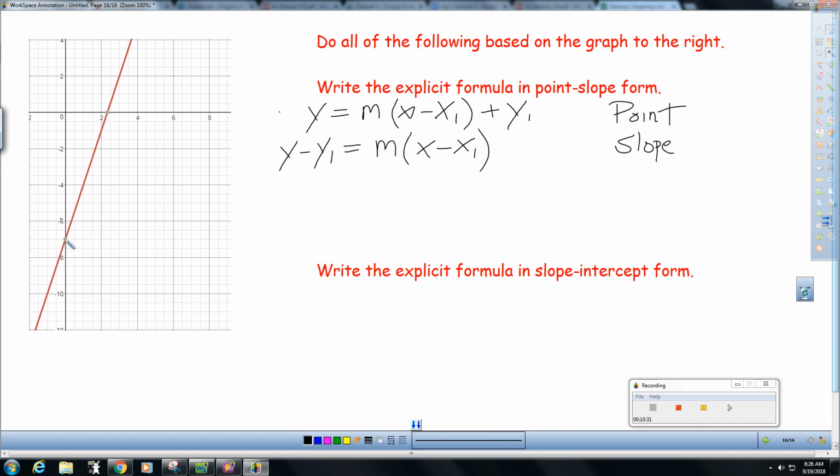Not -7, 0. 0, -7. We go right 0 to go down 7. Sorry. So 0, -7 is a point on our graph. Okay? How do we find out the slope? Plug what into what?